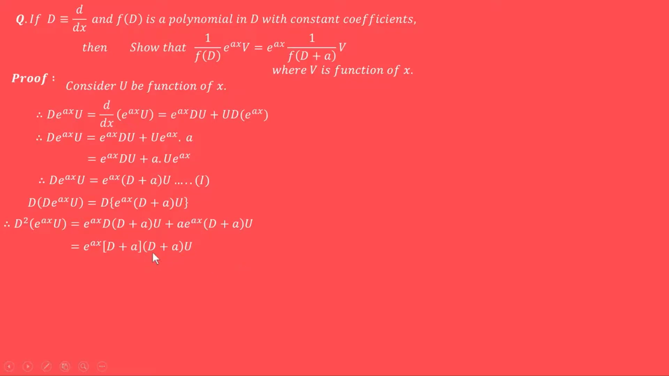Now this term will become (D plus a) bracket square. And so we get D square e raised to ax into u is equal to e raised to ax as it is, (D plus a) bracket square into u. Denote this as equation number 2.